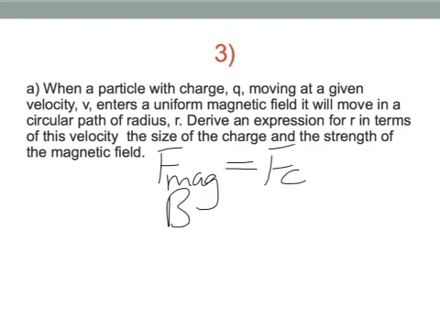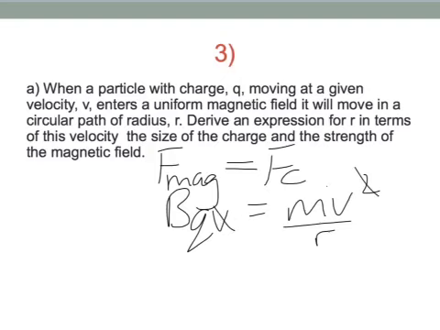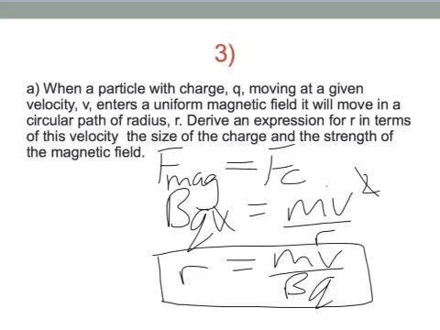So that's BQV equals mv squared over r. So rearranging, we can just cancel out the v and the squared, and making r the subject of this equation, bring it across, so we have mv over BQ as our final expression.